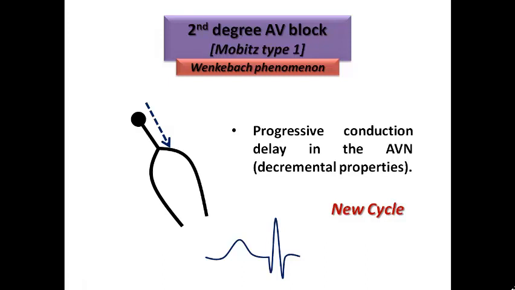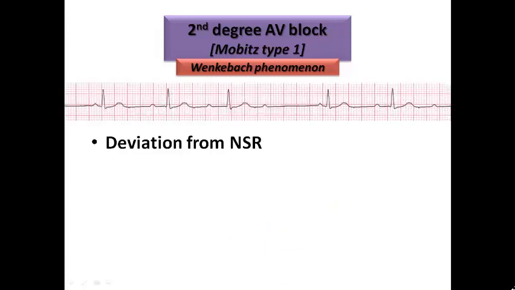So let's see it practically on an ECG. For example, in this strip, we can see here that there is a P wave conducted to the ventricles as a complex, and so there is no problem here. The PR interval seems normal. Then in the next cycle, there is longer PR interval due to slower conduction in the AV node, so it is progressive conduction delay.